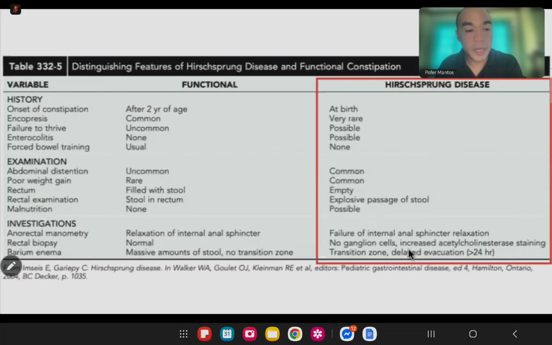And then on investigations, although this test is not commonly found in our setting, manometry may show this finding, no? Failure of internal anal sphincter relaxation. And for definitive diagnosis of Hirschsprung disease, biopsy will show no ganglion cells. And on barium enema, there's a transition zone that can be seen, versus that of the functional constipation, there's no transition zone. You can just appreciate fecal stasis, no?